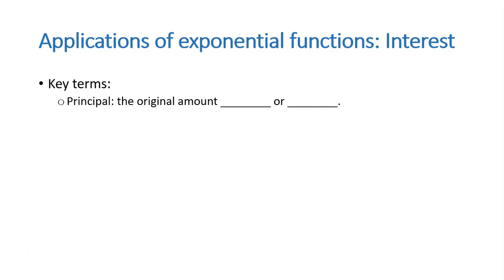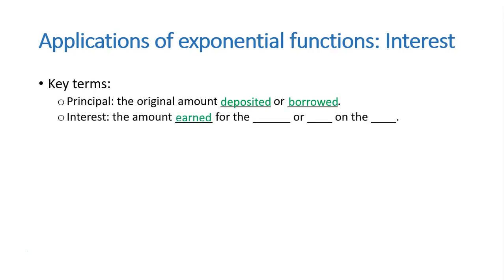So principal, when we're talking about the context of an account and an account balance, principal is the original amount we either deposit in an account or borrow from a lender. So it's the original amount we take out on the first day. So we're either putting it into an account or we're borrowing it from someone else.